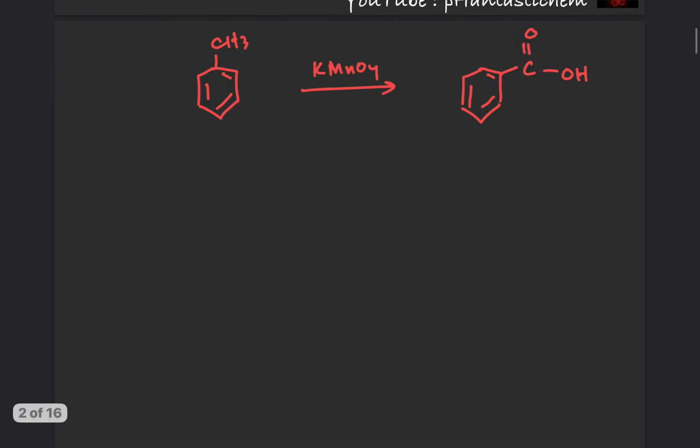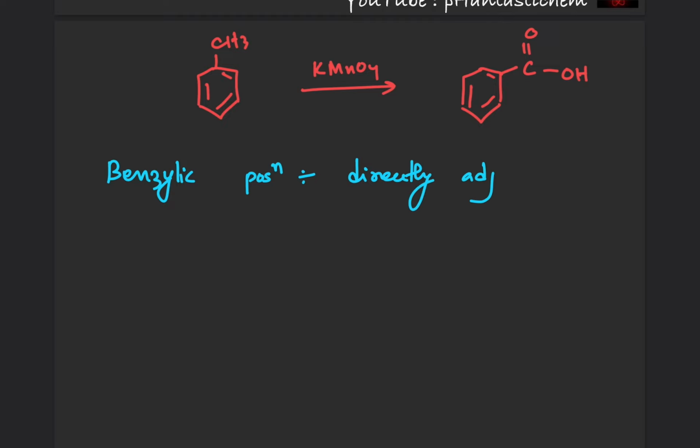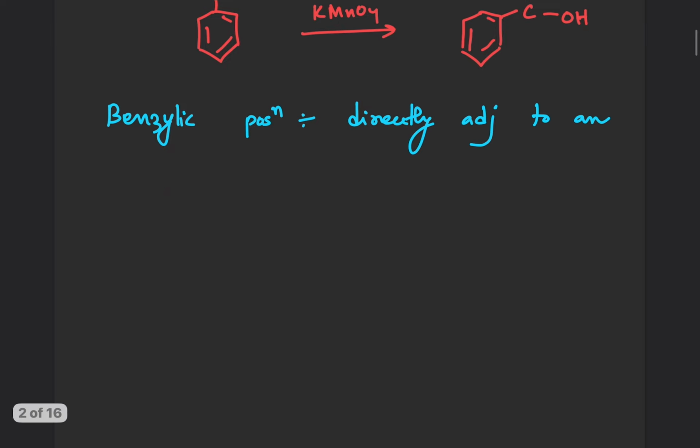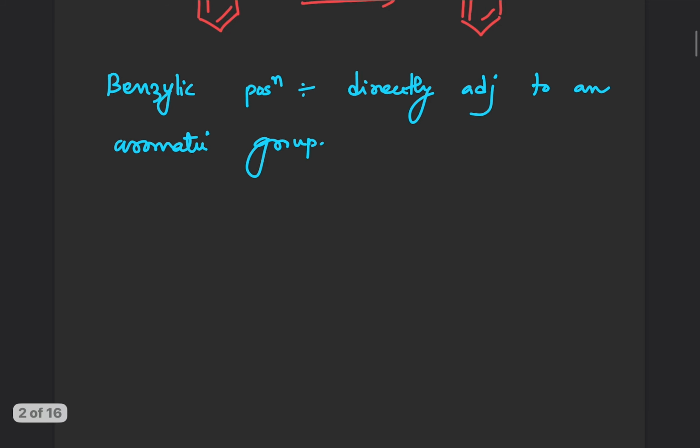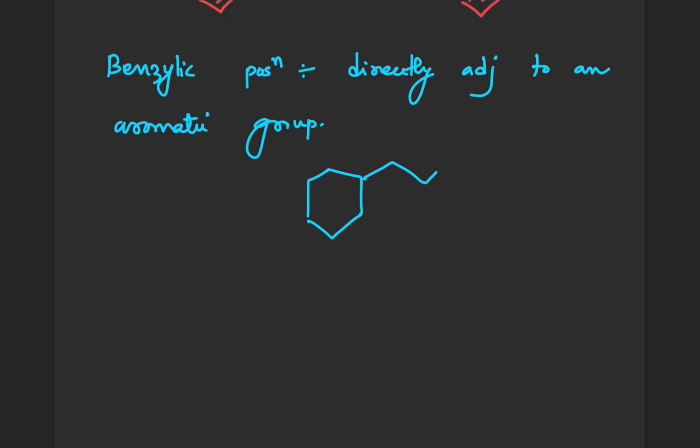Next, we have to know about benzylic position. Okay, so benzylic position, it's a position which is directly adjacent to an aromatic group. Okay, important. Directly adjacent to an aromatic group. Okay, for example, let's say we have a benzene ring and we have a side chain. So this position is known as the benzylic position. Okay, this position directly adjacent to an aromatic group is known as our benzylic position.